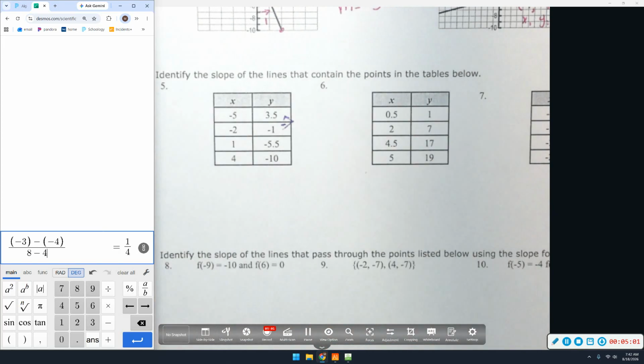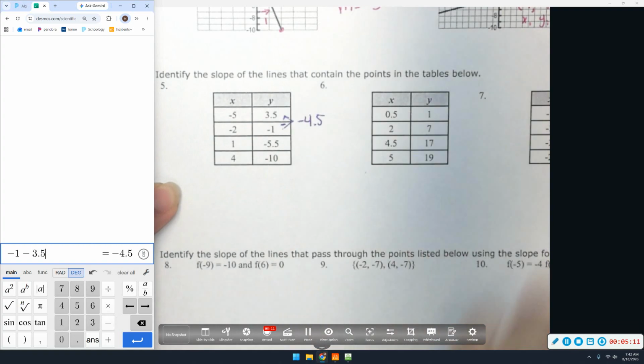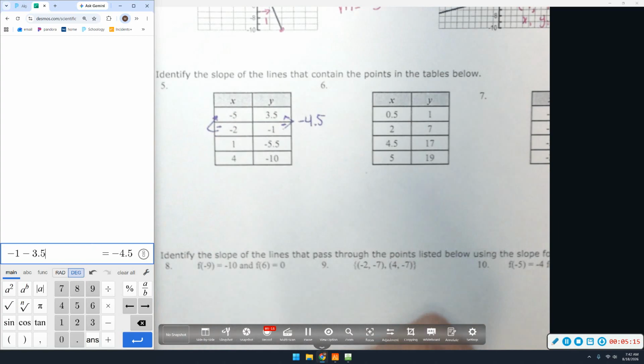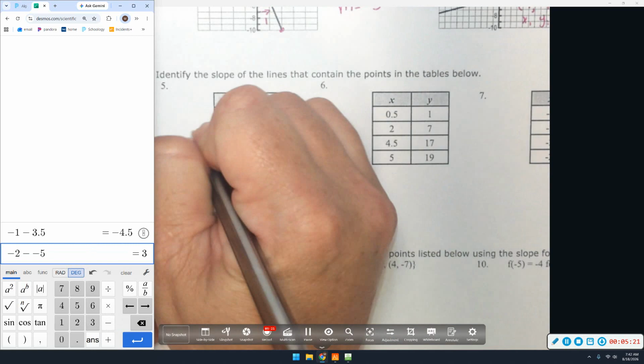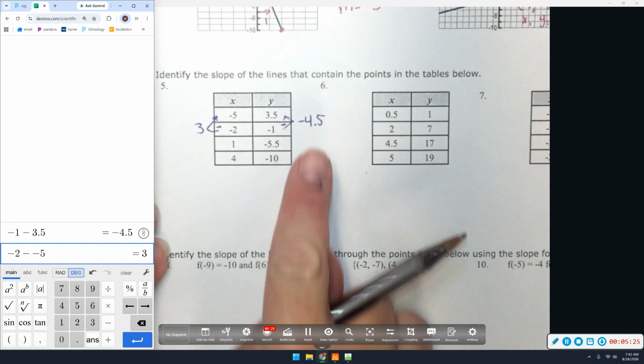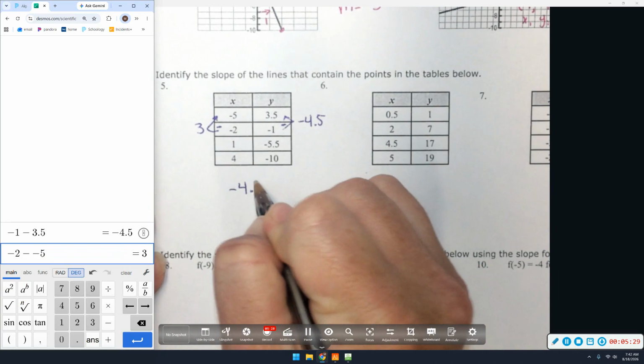Yeah, so when we do that in our calculator, we have -1 minus 3.5, and that gives me -4.5. And then again, bottom minus top. So -2 minus -5, and we get 3. And then remember, it's change in y over change in x. So -4.5 divided by 3.